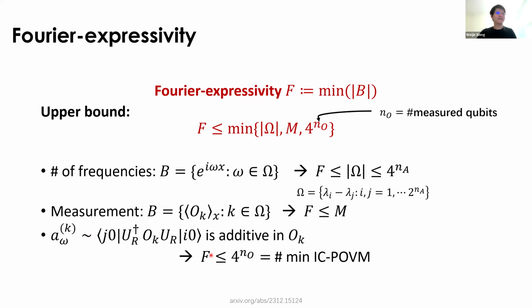Or formally speaking, the IC-POVM spans the space of self-adjoint operators. So any observable can be expressed as a linear combination of the elements of an IC-POVM set. And here, the Fourier coefficient is additive in this observable. So the expressivity is always less than 4 to the NO.